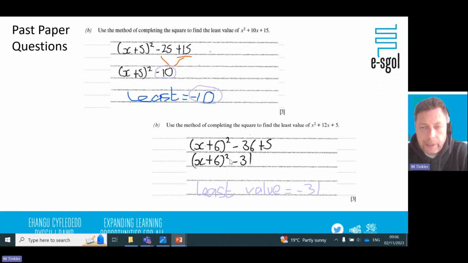Pretty straightforward. You get a mark for writing the complete the square bit, so if you do x plus 6 squared, you get a mark for that. And you get a mark for the minus 31. And then I'm writing the least value as minus 31. As I said, I've seen people miss off the squared, so they lose both the marks here. So just be aware of that. It's called complete the square because it's got a squared on it.